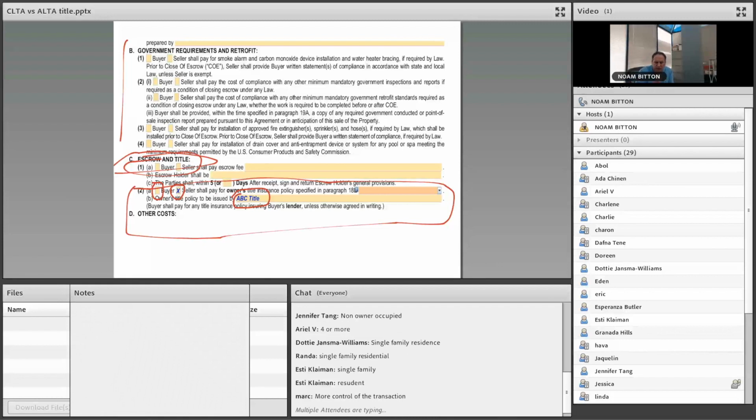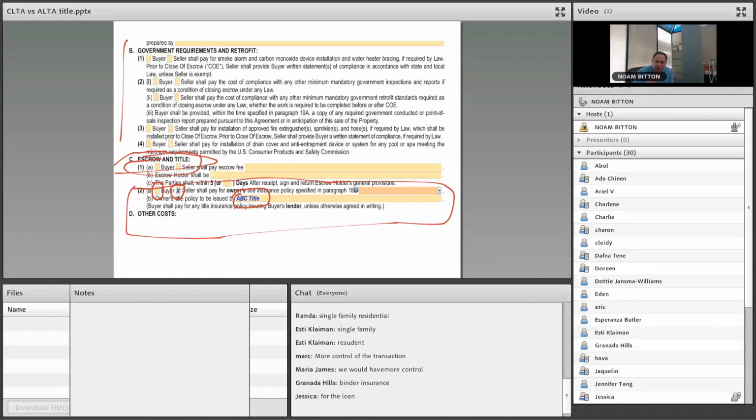But when the buyer, it's important for him to write the name of the title company and to make sure that that's going to be the title company. More control. Mark, not really. To have control on the transaction, you need to escrow. Jessica says for the loan. Who says binder? Who wrote that in Granada Hills? On the flip, Clyde, very good. Armando, very good. So Armando and Clyde are correct.